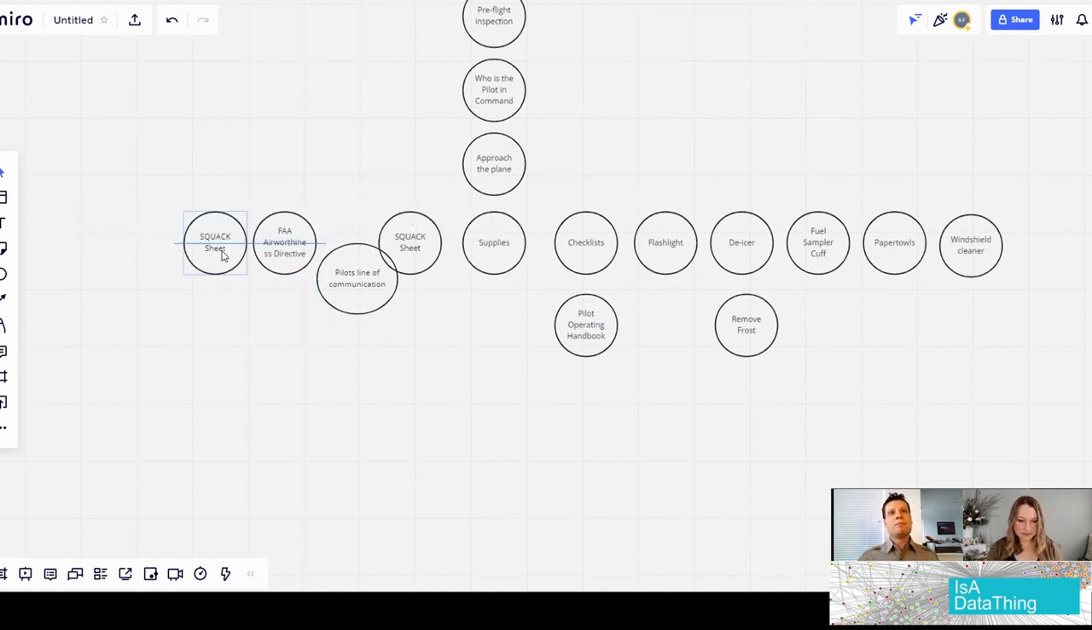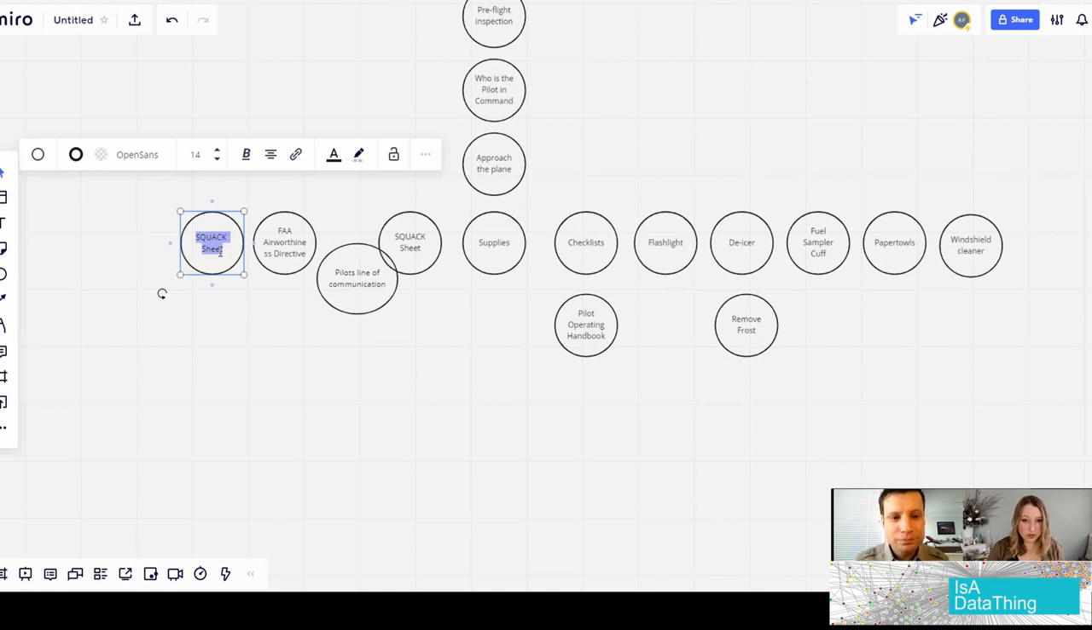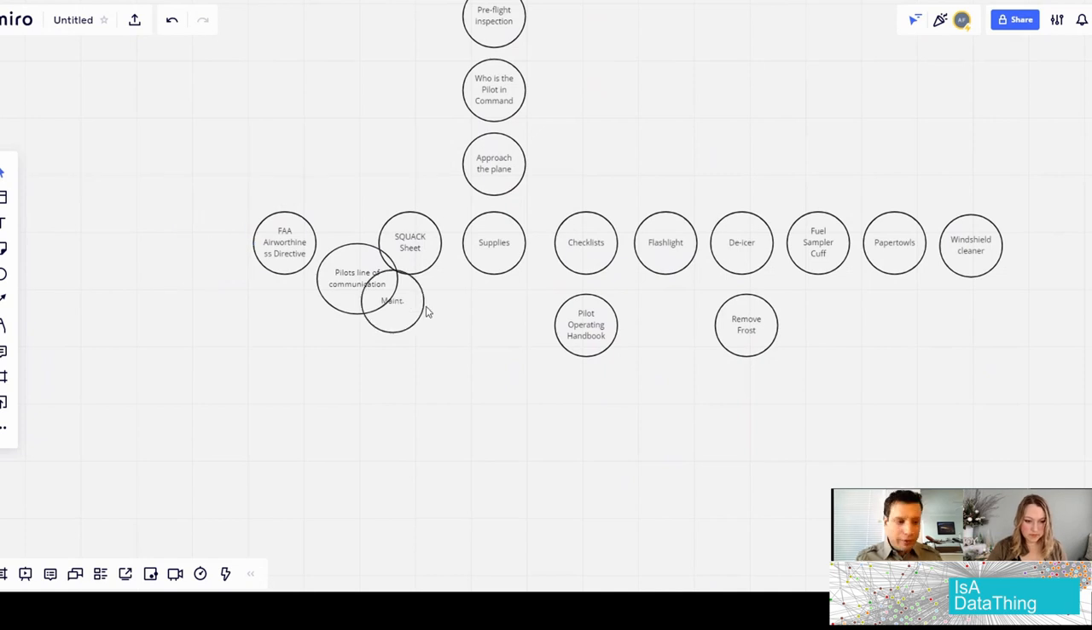And now let's take a look. So are those two things separate from the squawk sheet? No, that's kind of part of it. If you're going to take a look at the maintenance manual, also, if there is a squawk sheet available, take a look at that too.